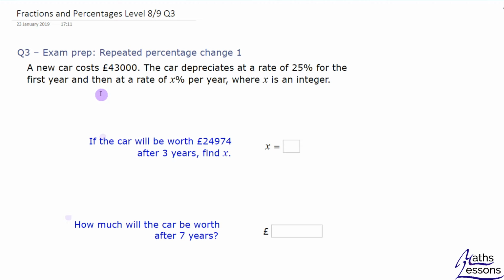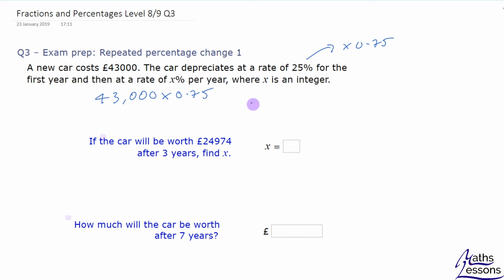So, new car costs £43,000. It depreciates at 25%. So we're going to be timesing by 0.75 for that, to cover that. We're going to times by 0.75 because if you take 25% off 100, you get 75%. Turn to decimal multipliers, 0.75.